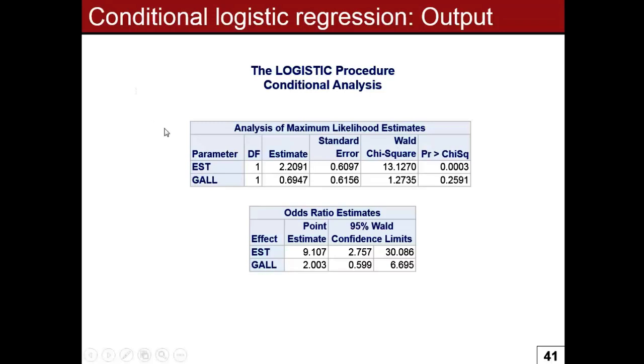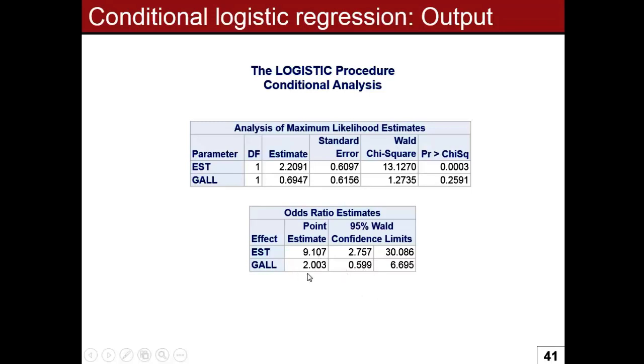Because what we actually care about is this thing, right? We care about the exposure, right? So that's the actual thing that we care about. We want to get the odds ratio for est. So here the odds ratio is just e to the beta, and it's 9.1. Okay, so this is an unbiased estimate of the odds ratio controlling for gallbladder status and the matching.